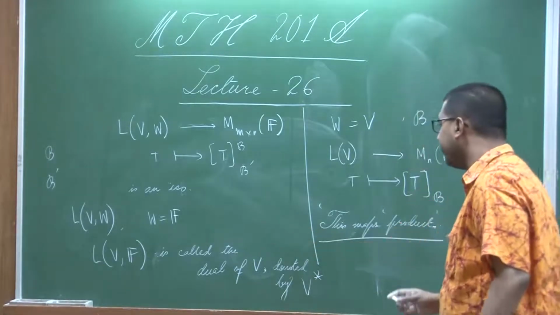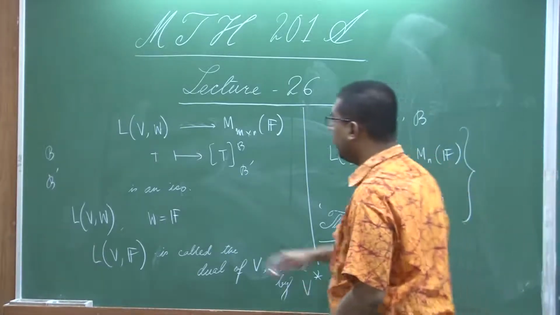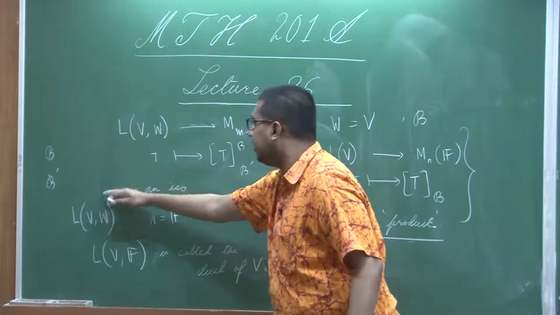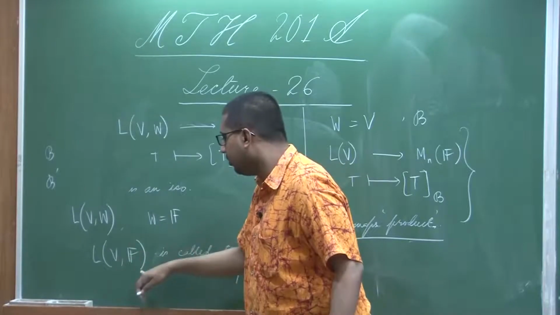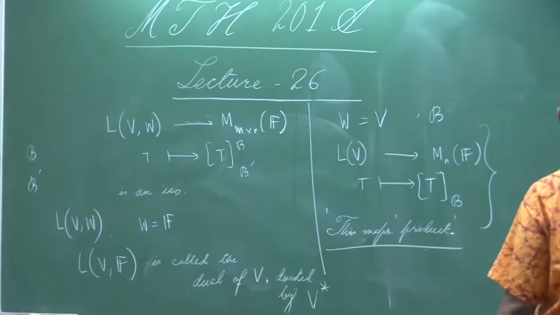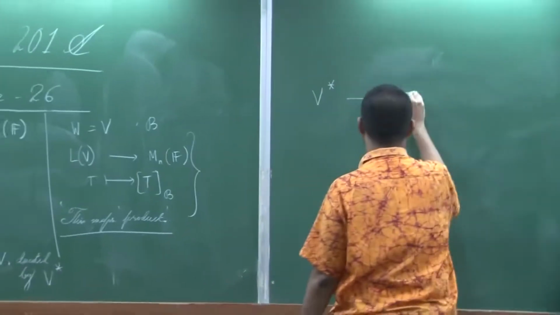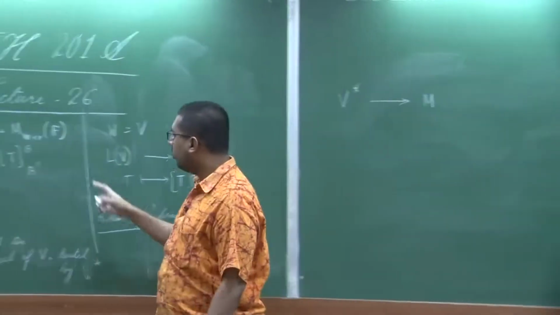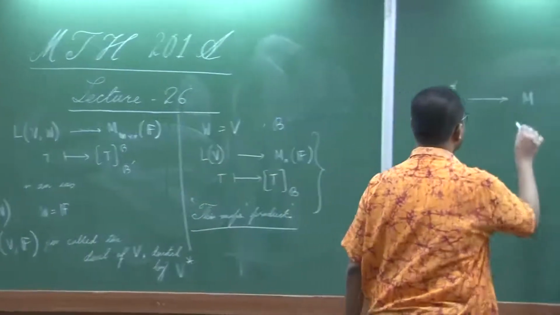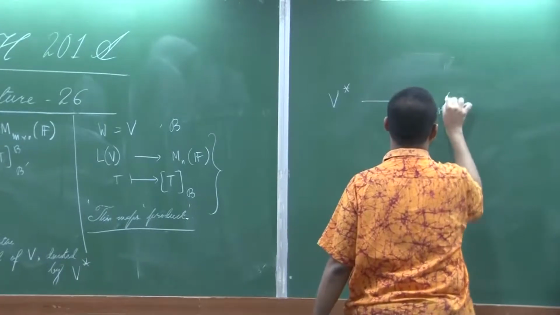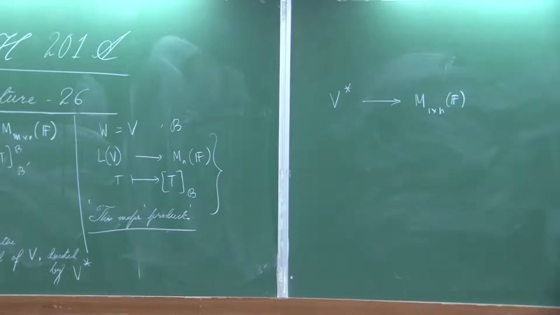So therefore, specializing this general isomorphism, which happens in generality, to this case of the dual, what we get is V star is isomorphic to, so what was M? M was the dimension of W. So here M is 1. So F to the 1 cross n. So these are all row matrices, right?